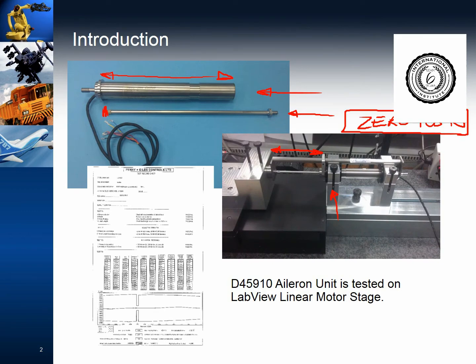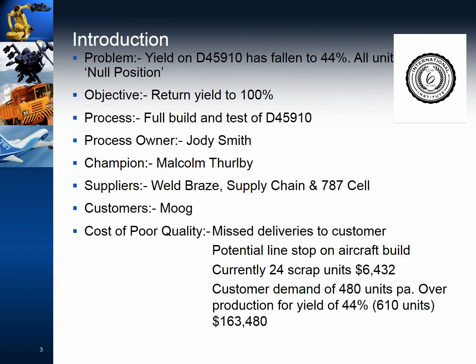So very, very straightforward. The current yield, however, look, has gone to 44% when it used to be 100%. No problem at all. You're going to see that in the run chart in a second. You can see that currently, if that continues over the year, it's going to cost the company almost $164,000. So very expensive, even though the units are, it's quite a low number of units, but very expensive product to make scrap with.